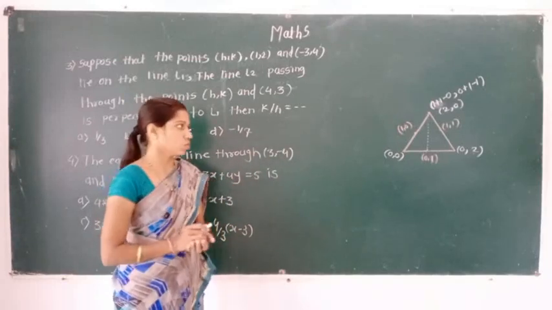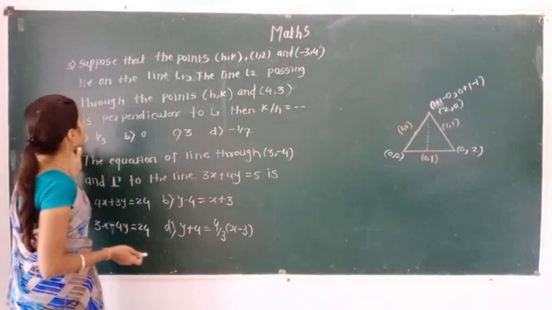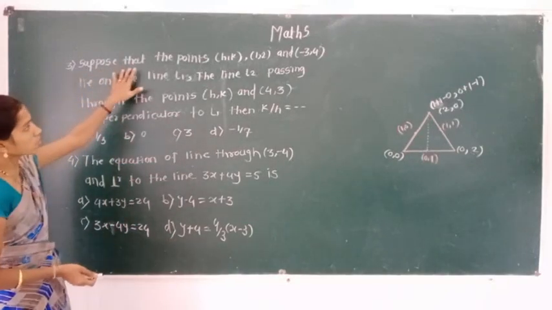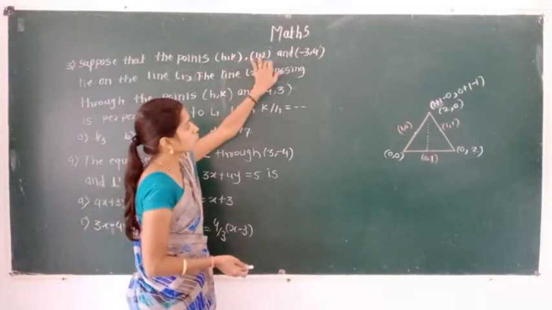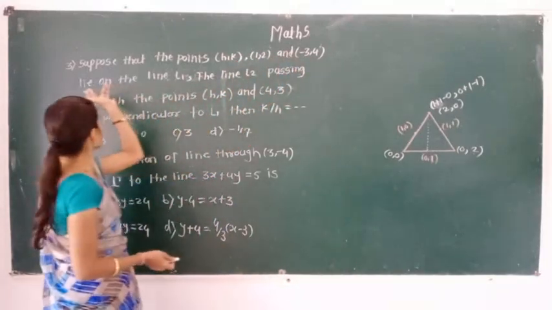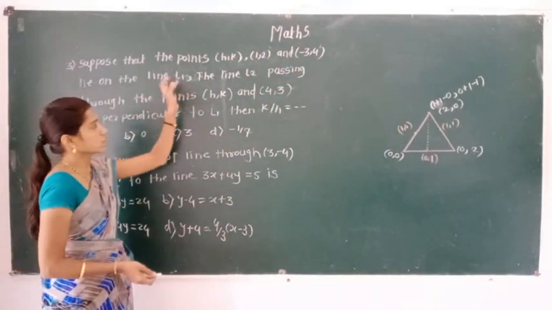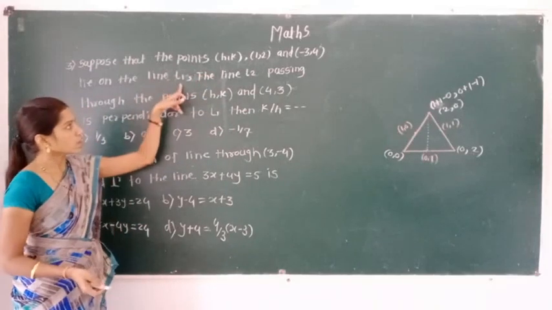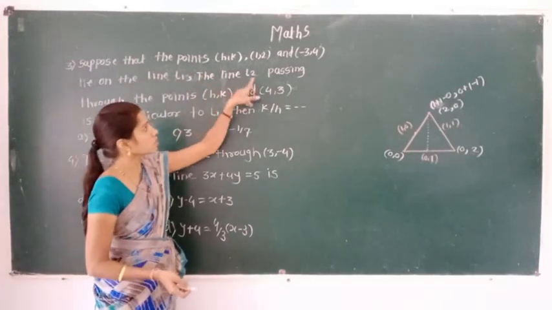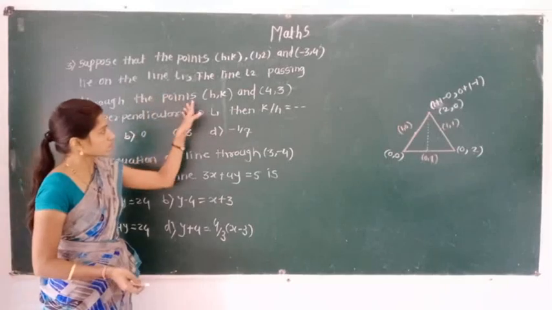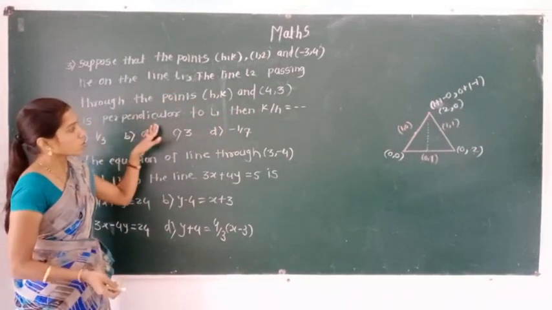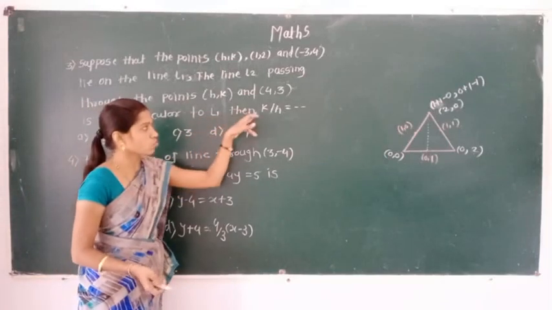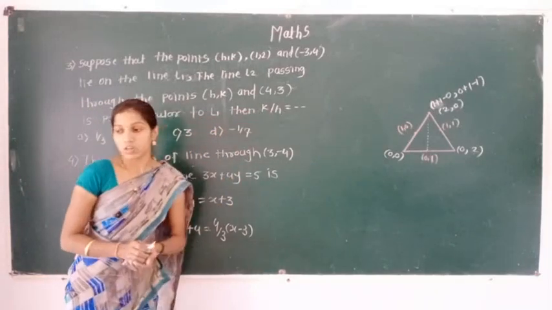Okay, now let's do the next MCQ. Suppose that the points (h, k), (1, 2), (minus 3, 4) lie on the line L1. These 3 points lie on line L1, and the line L2 passes through the points (h, k) and (4, 3), and is perpendicular to the line L1. Then find k by h.